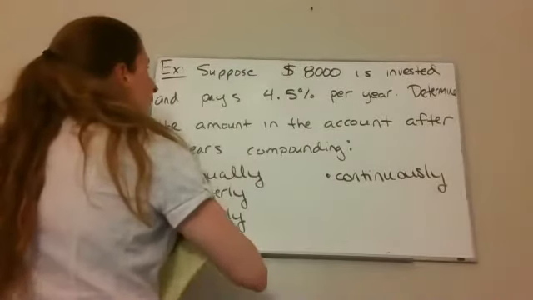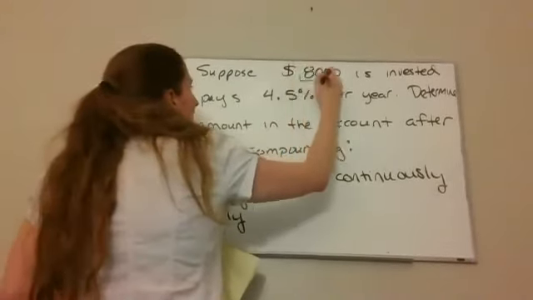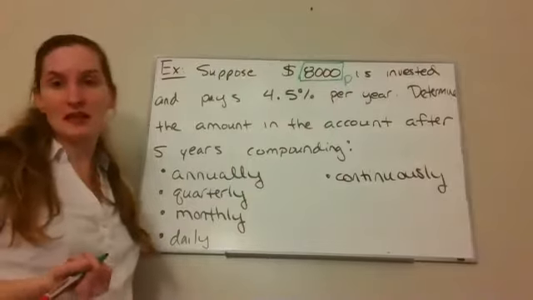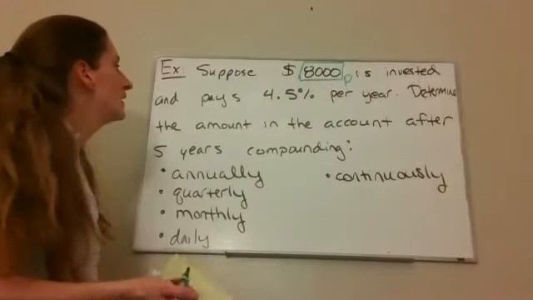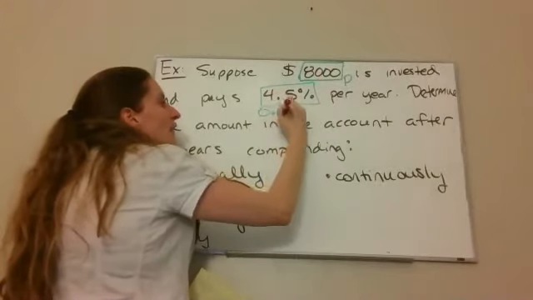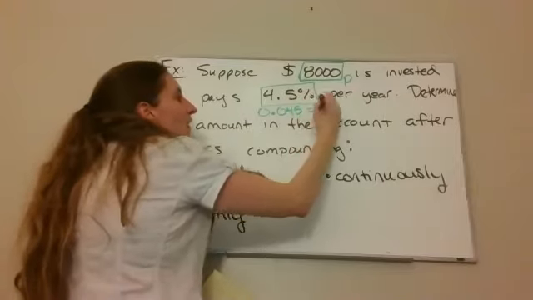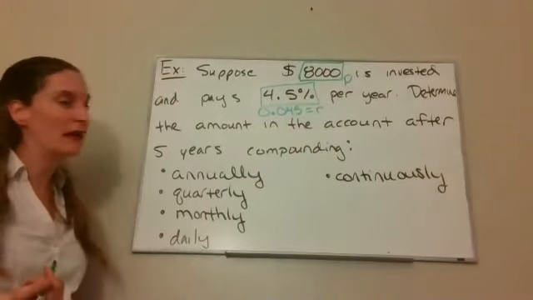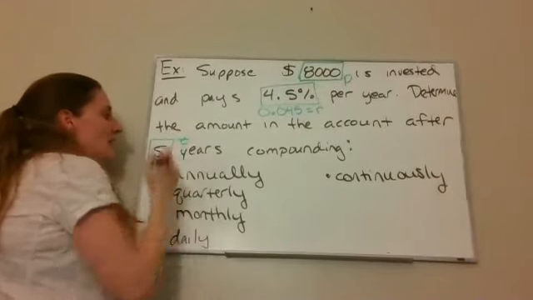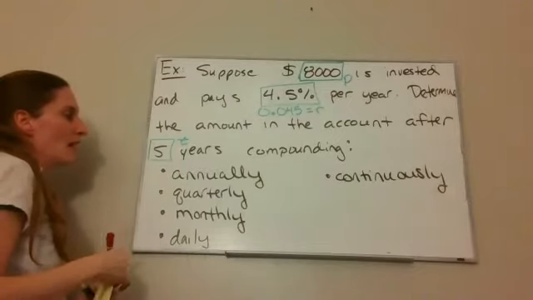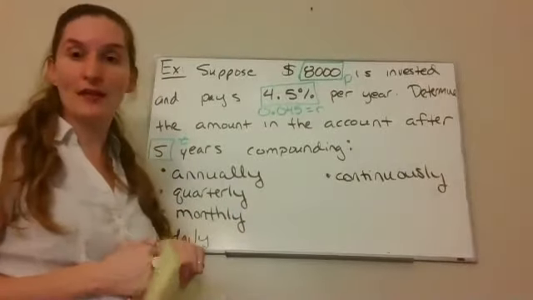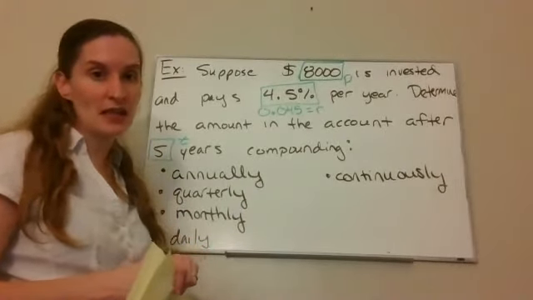So for both of the formulas, this 8,000 right here, that's going to be our P. That's the amount that was being put into the account initially. It's our principal. This 4.5%, we would write as 0.045. That's our R, our interest rate. What is this, 5 years? That's my T, the number of years. And then I just have to figure out... well, we have everything we need for the continuously formula. That's just P times e to the RT.